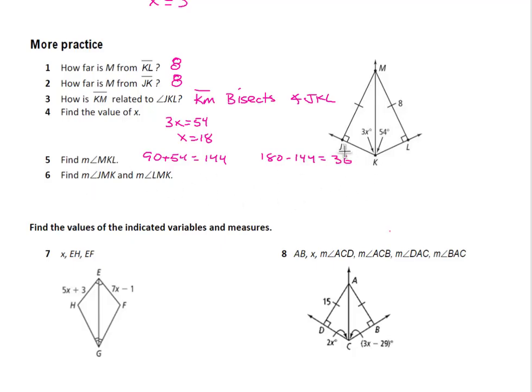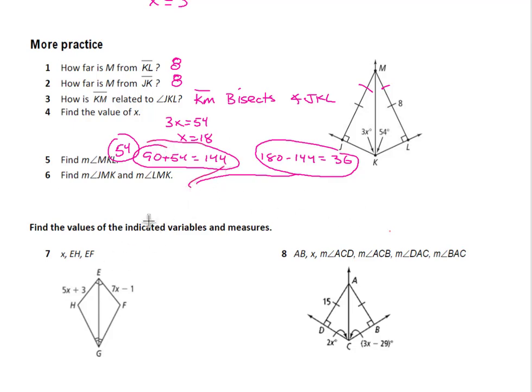Find the measure of JMK and the other, MKL. Okay, I did that wrong. MKL is actually 54 degrees because they told us it's 54 degrees. And then using triangle sums, 90 and 54 is 144. That leaves both of these angles up here to be 36. So that's actually the measure of JMK and LMK. They're both 36.